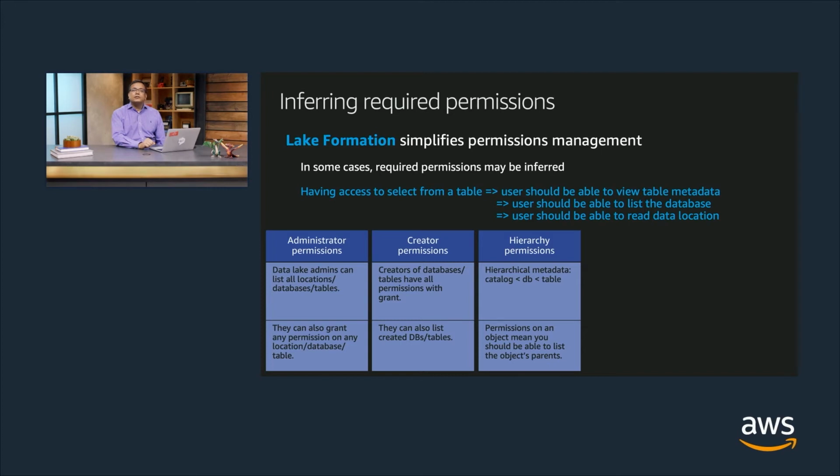Some permissions are hierarchical, and we make sure that we give you permissions up the hierarchical structure. So the metadata is inherently hierarchical. Databases are contained within catalogs, tables are contained within databases, and columns are contained within tables. As a result, when you get a permission on an object, you get the ability to list all the object's parents. So if you get a permission on a column, you get the ability to list the column, the table that that column is contained in. You get the ability to list the database that that table is contained in, and you have access to the data catalog that that database is in.